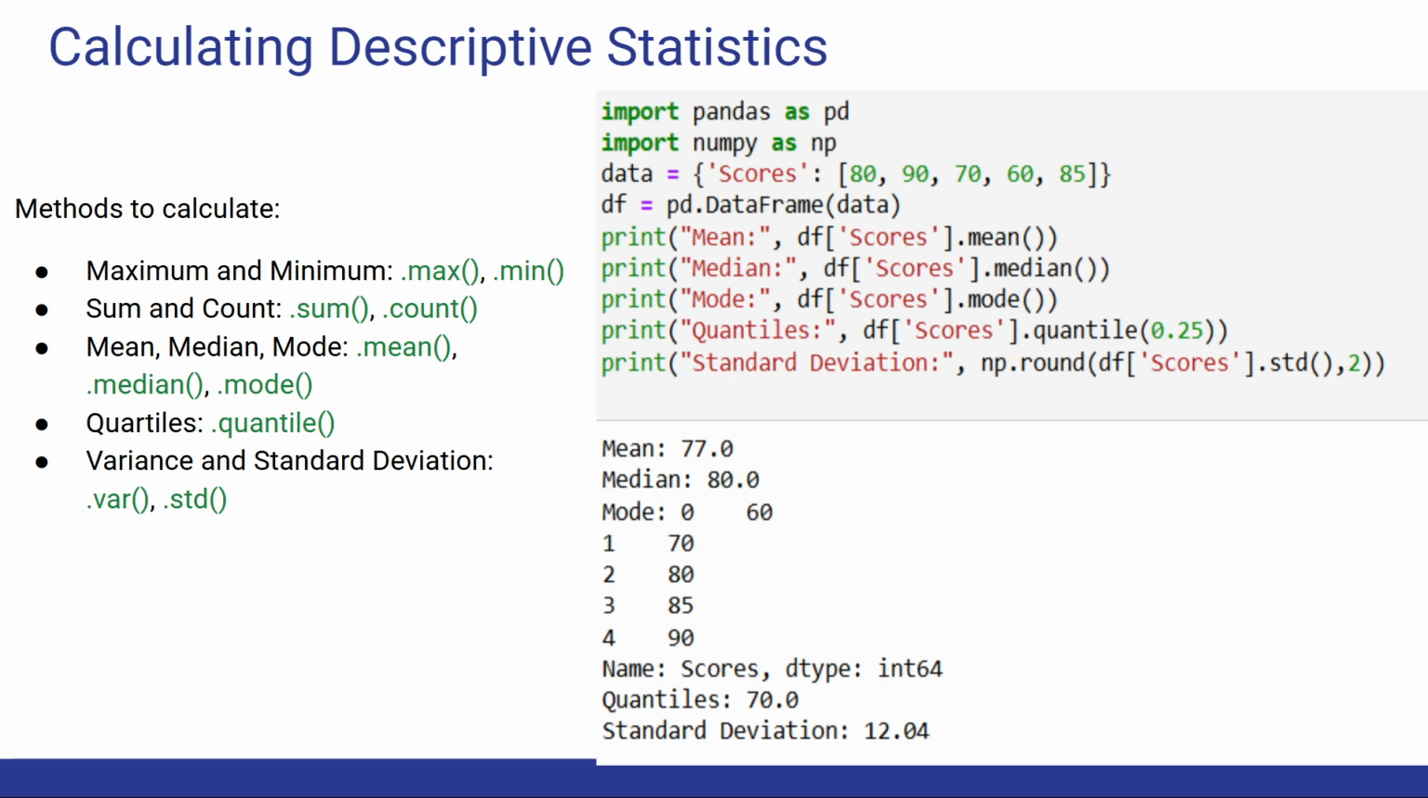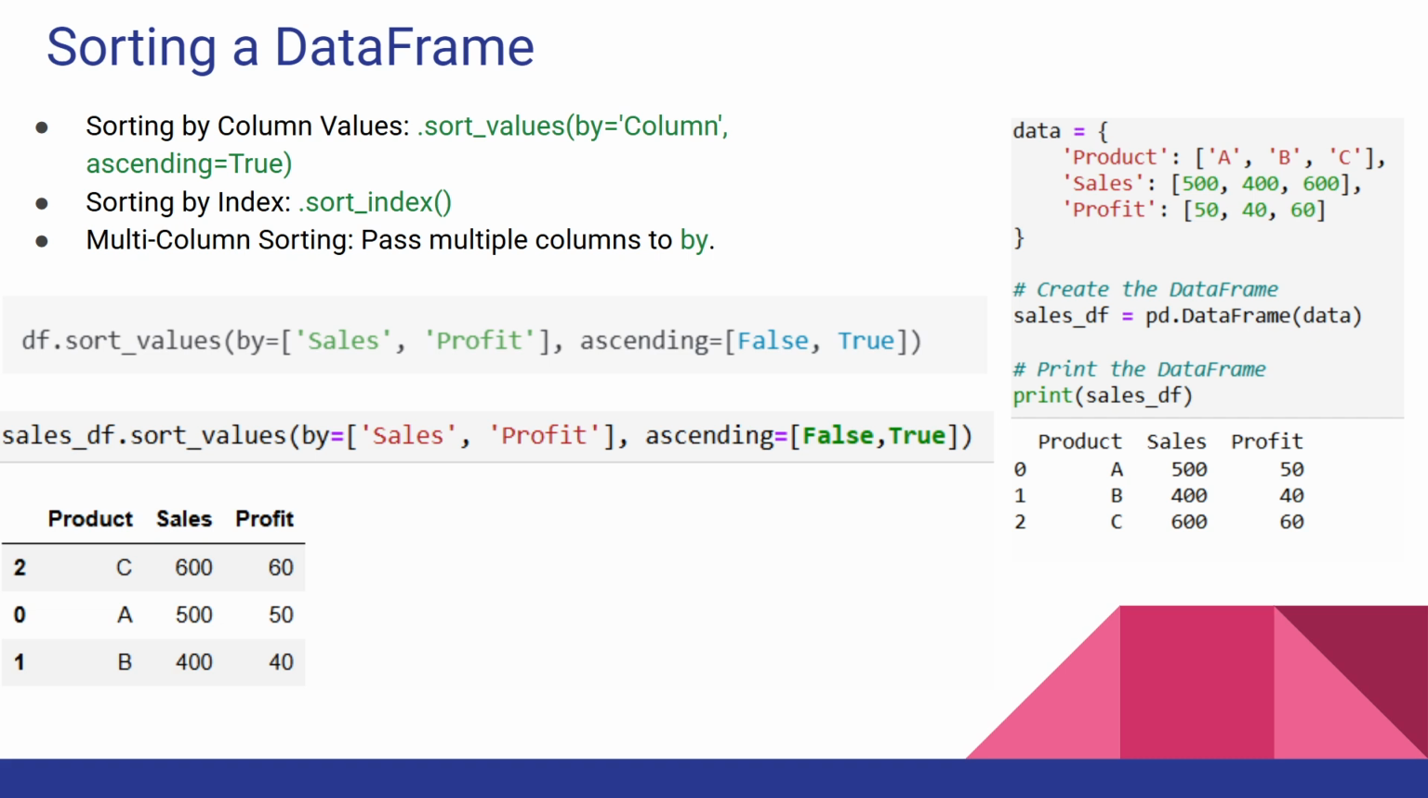Now, with the basic review of descriptive statistics, let us move to the next utility, where we will learn how you can sort data. And the example that we are taking up is something where it's a product, sales and profit.